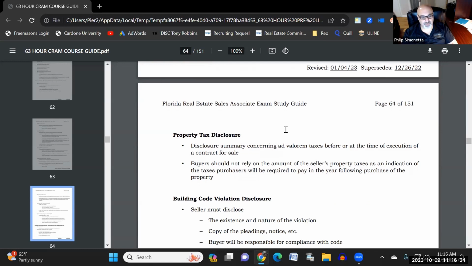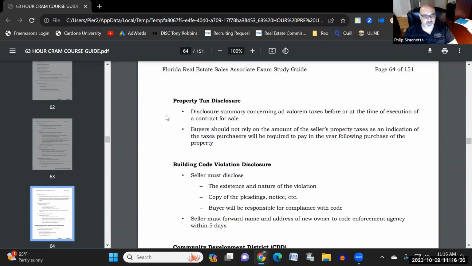Property tax disclosure is a disclosure summary concerning the ad valorem taxes before or at the time of execution of a contract for sale. Buyers should not rely on the amount of the seller's property taxes as indication of the taxes purchaser will be required to pay in the year following the purchase of the property.